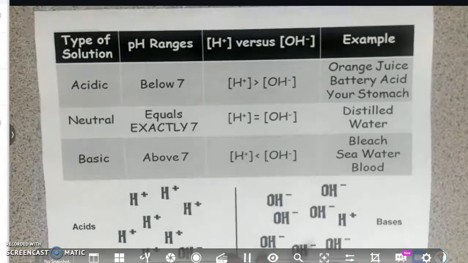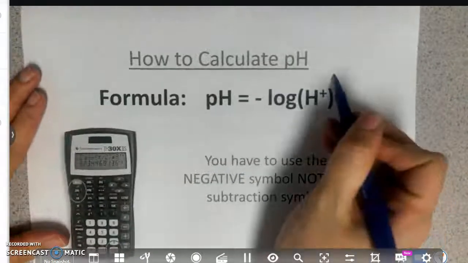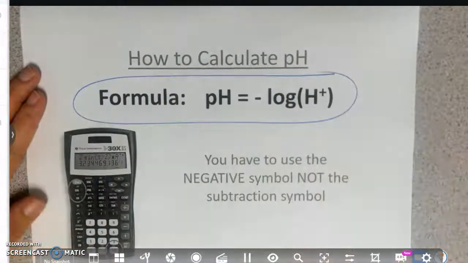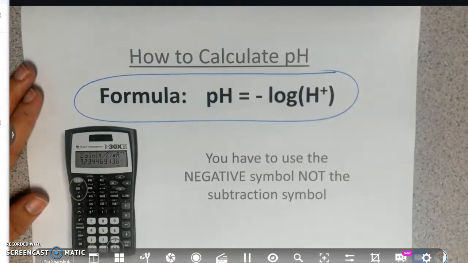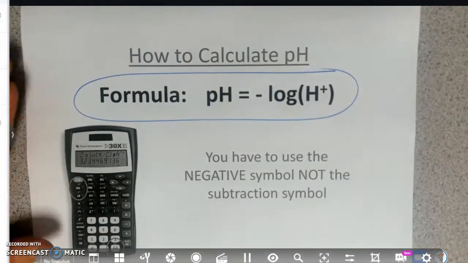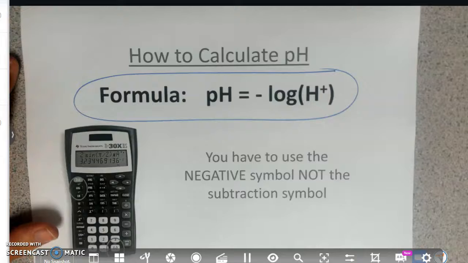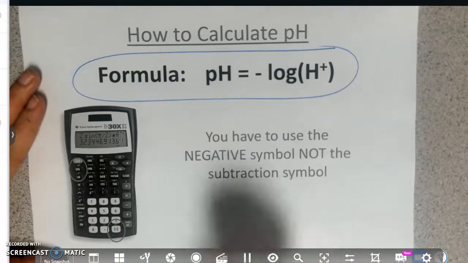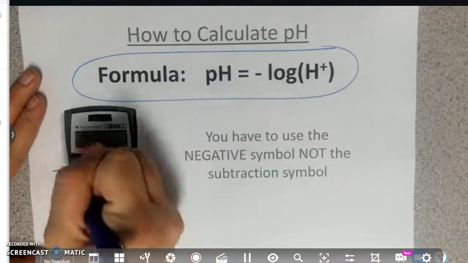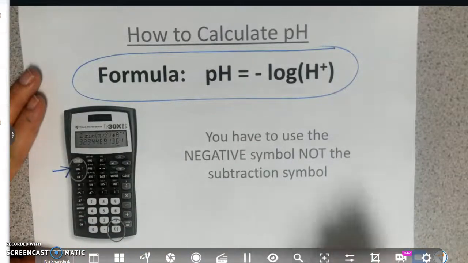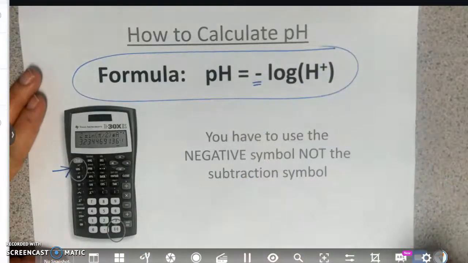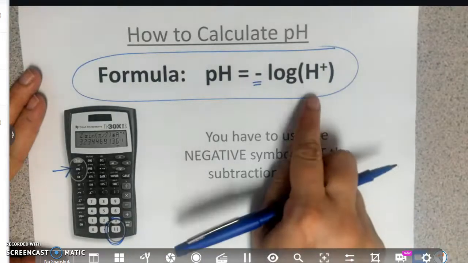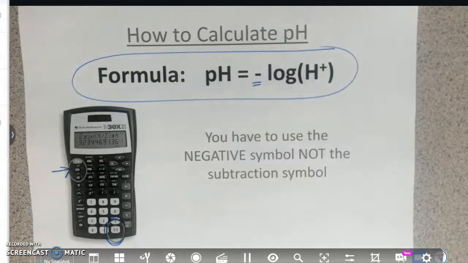Okay. Now, our next formula. pH equals negative log of the concentration of H plus. So once you have the concentration of hydrogen ions, you can calculate a solution's pH. Now, the log symbol on my calculator is right underneath the second button. You'll use that. And then this is a negative, not a subtraction. So we have to use our negative symbol again, not the minus sign. But this will let you go from hydrogen ion concentration to pH.